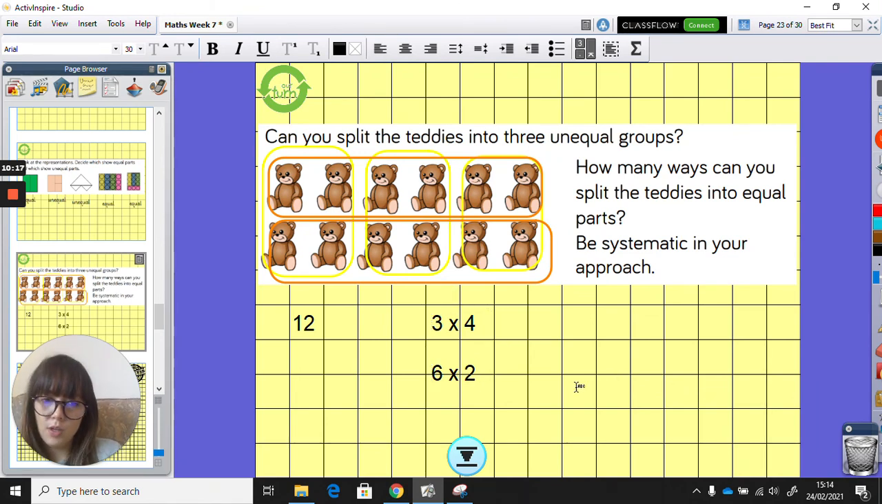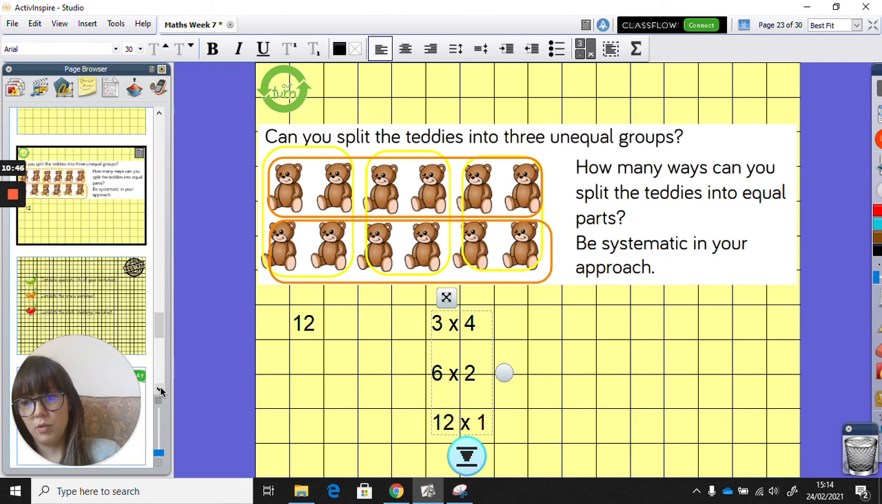You could also, because you know that 12 times 1 equals 12, put a circle around each individual teddy bear, and that would be equal, okay? That would be 12 groups of 1 teddy bear, so 12 times 1. Can we think of any other times tables that we know that equal 12? If you can, let me know on Dojo. Really well done if you had a go with that.